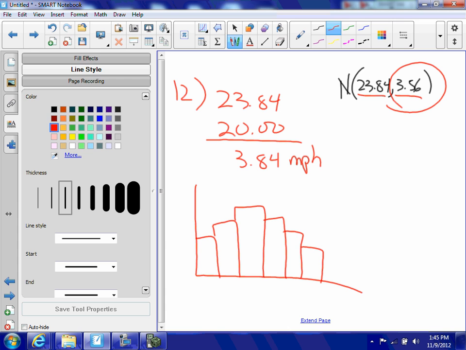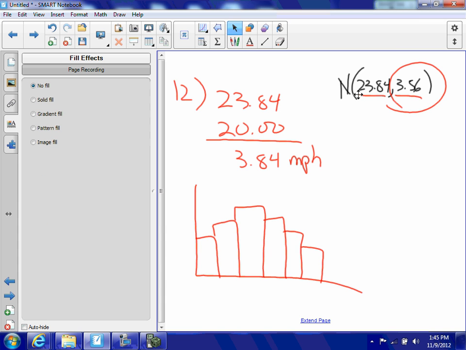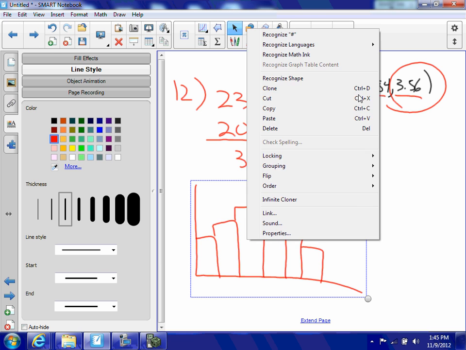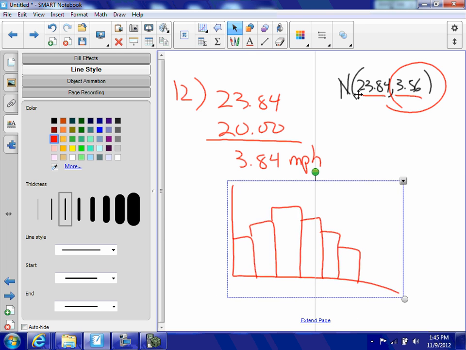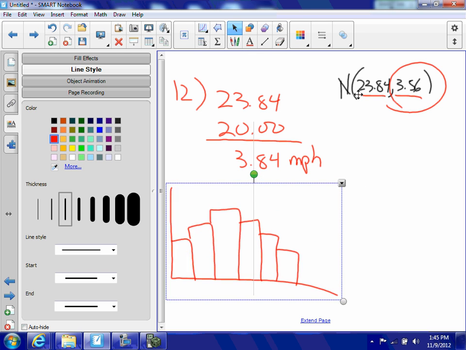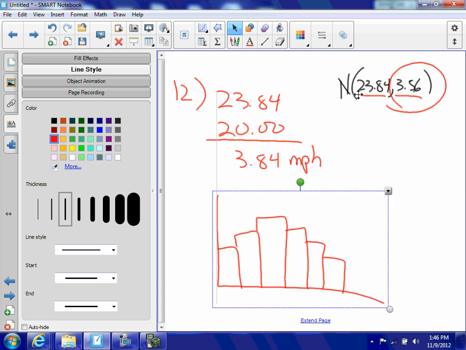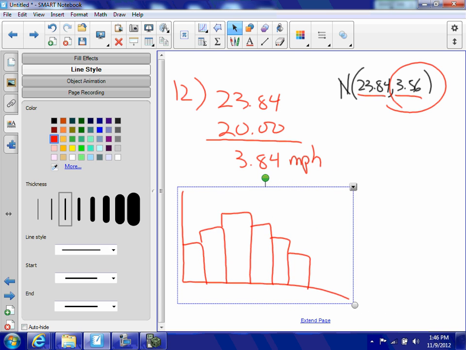If we add 4 inches or subtract 4 inches, the only thing that's going to happen is that the histogram is going to shift right or left. It's the same thing with our speeds. Our histogram is going to shift right or left, but the standard deviation, that is the spread between data points, isn't going to change at all. The standard deviation is going to stay at 3.56.